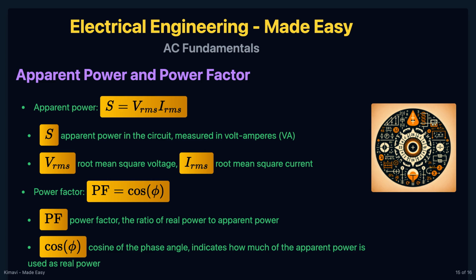A lower power factor indicates that a larger portion of the power is reactive, which means it's not doing useful work but is necessary for maintaining the electric and magnetic fields in components like inductors and capacitors. Understanding both apparent power and power factor is crucial in AC circuit design, as they help determine the efficiency and performance of electrical systems, particularly in managing energy use and minimizing losses.